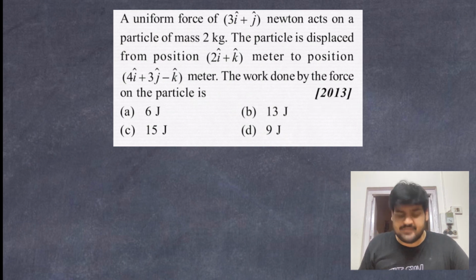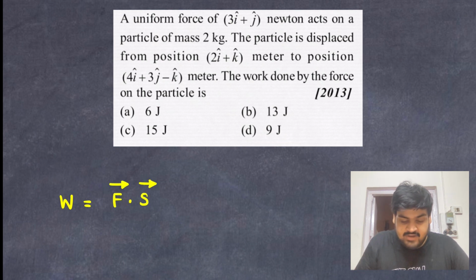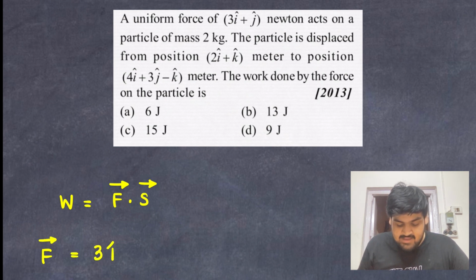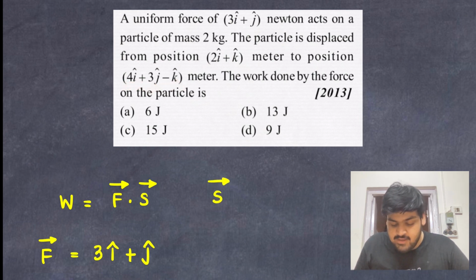So over here we can represent work done as F vector dot S vector, where F vector is the force vector and S vector is the displacement vector. Now over here the force vector is given in the question, and the force vector is 3i plus j. Okay, and the particle is actually displaced from 2i cap plus k cap meter to 4i cap plus 3j minus k cap meter. So that means displacement will be the final position vector minus the initial position vector, right?